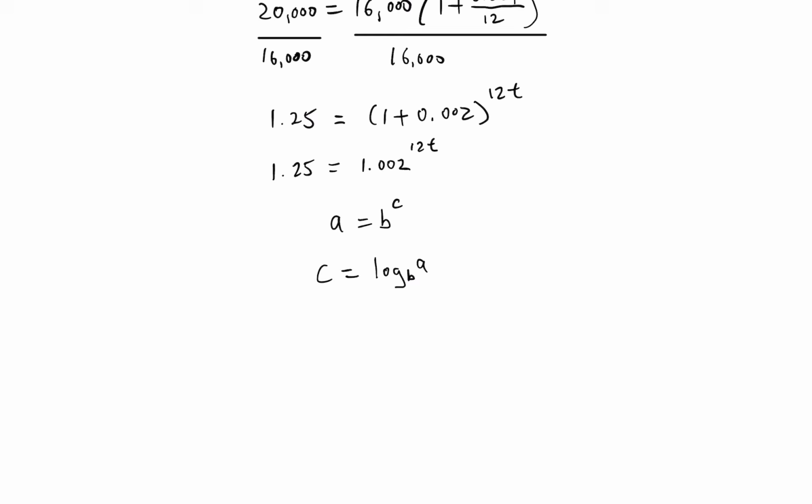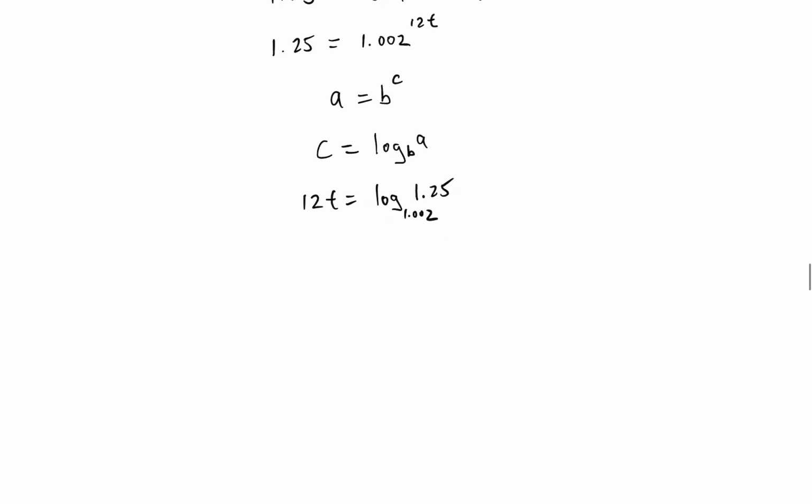So then our equation will become 12t is equal to the log of 1.25 base 1.002. Okay, and then solving for t, we're going to divide both sides by 12. And t is going to equal the log of 1.25 base 1.002 divided by 12.